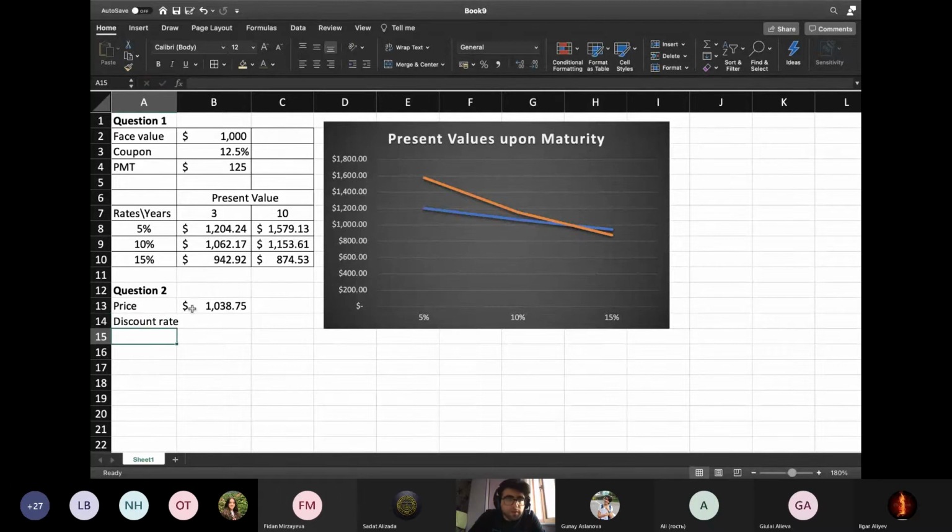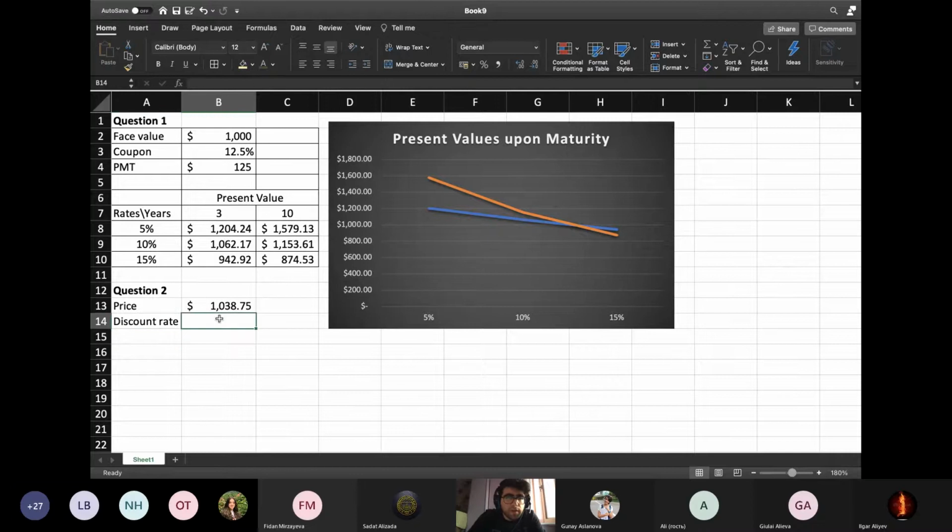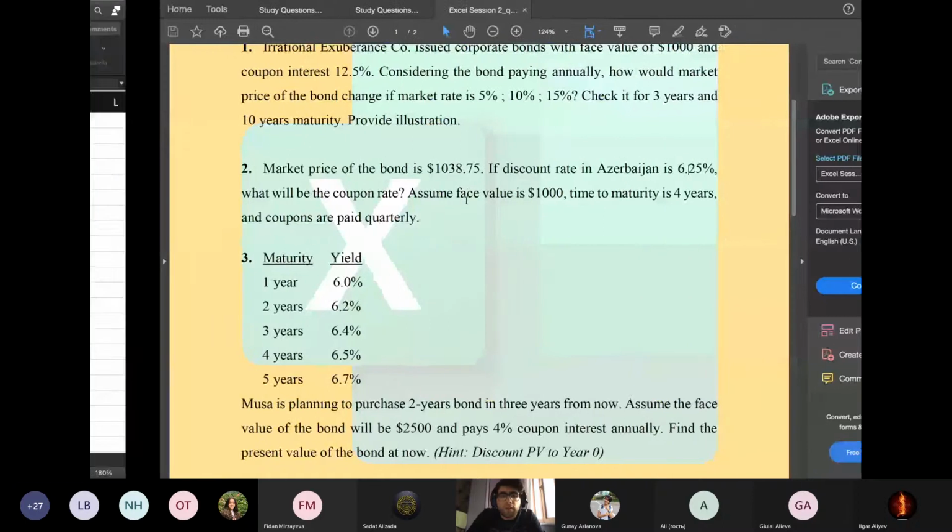Discount rate equals 6.25% divided by 4, because 6.25% is per annum, per annual. Our bond is paying quarterly, so we are dividing by 4. It gives us 1.56% per each quarter. We have face value, which is 1,000.